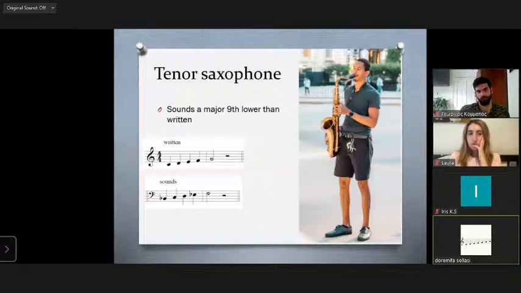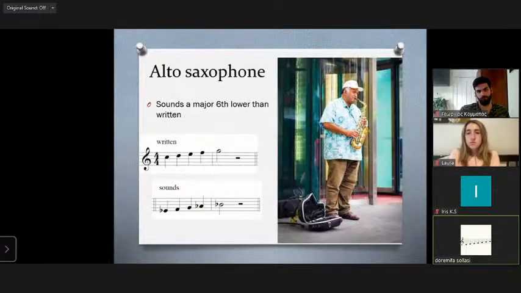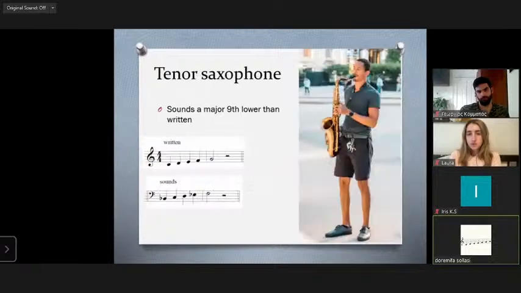Now here you can compare the sizes of the different instruments. This is the alto saxophone. Look at the size. And this is the tenor saxophone. Here you can clearly see that it is a little bit bigger.